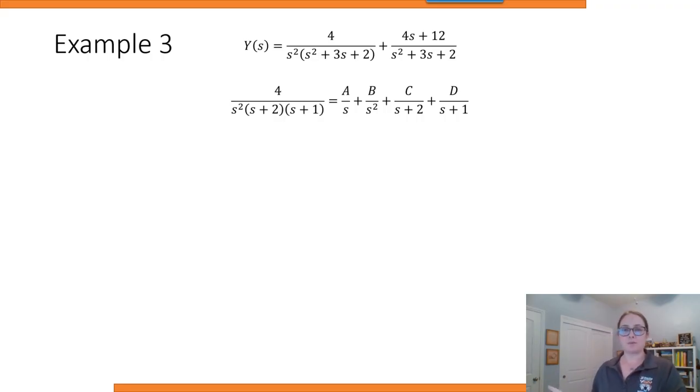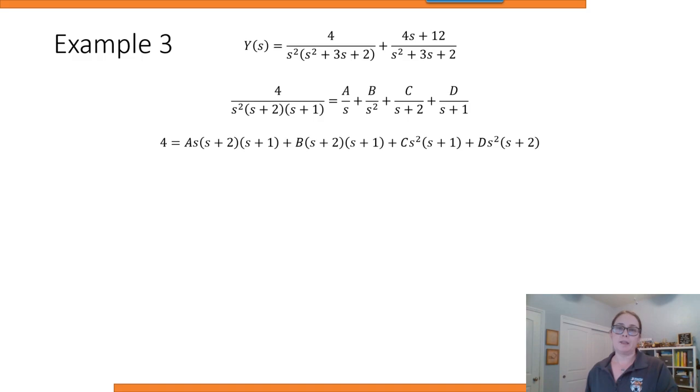Just like before, I'll multiply across the entire equation by that common denominator that's on the left side. And it gives me this lovely equation. So I have 4 times As times (s plus 2) times (s plus 1) plus B times (s plus 2) times (s plus 1) plus Cs squared times (s plus 1) plus Ds squared times (s plus 2). Okay, so again, I could solve this using a system of equations. I've got 4 unknowns to find, so that would be quite a bit of work. So we're going to use the trick where we plug in values again.